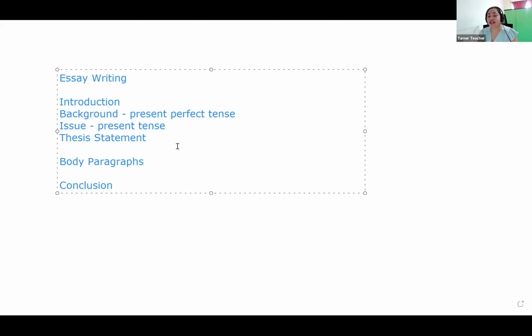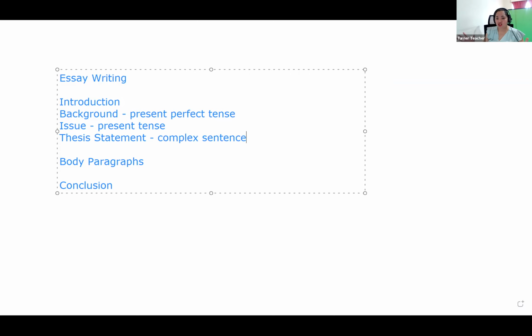And of course, we have the thesis statement. We want to tell our audience, what am I going to do in this essay? Am I going to talk about advantages and disadvantages? Am I going to discuss a particular issue? Am I going to agree or disagree? That's what a thesis statement is about. And for the thesis statement, what we use is a complex sentence.